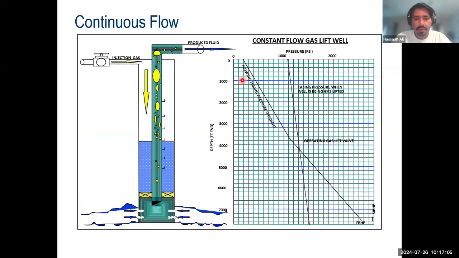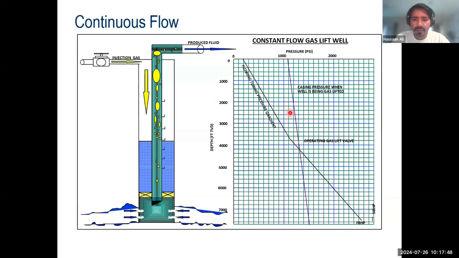And this is an example of a continuous lifted well. This is an example of how you determine at what depth and at what pressure you need to operate your gas lift valve. As you start injecting gas into the annulus, it will start mixing with the fluid in the tubing, and your tubing pressure gradient will start reducing. There is no production yet, but your tubing pressure gradient is reducing, and it will reduce to a point where your gas lift valve will open.